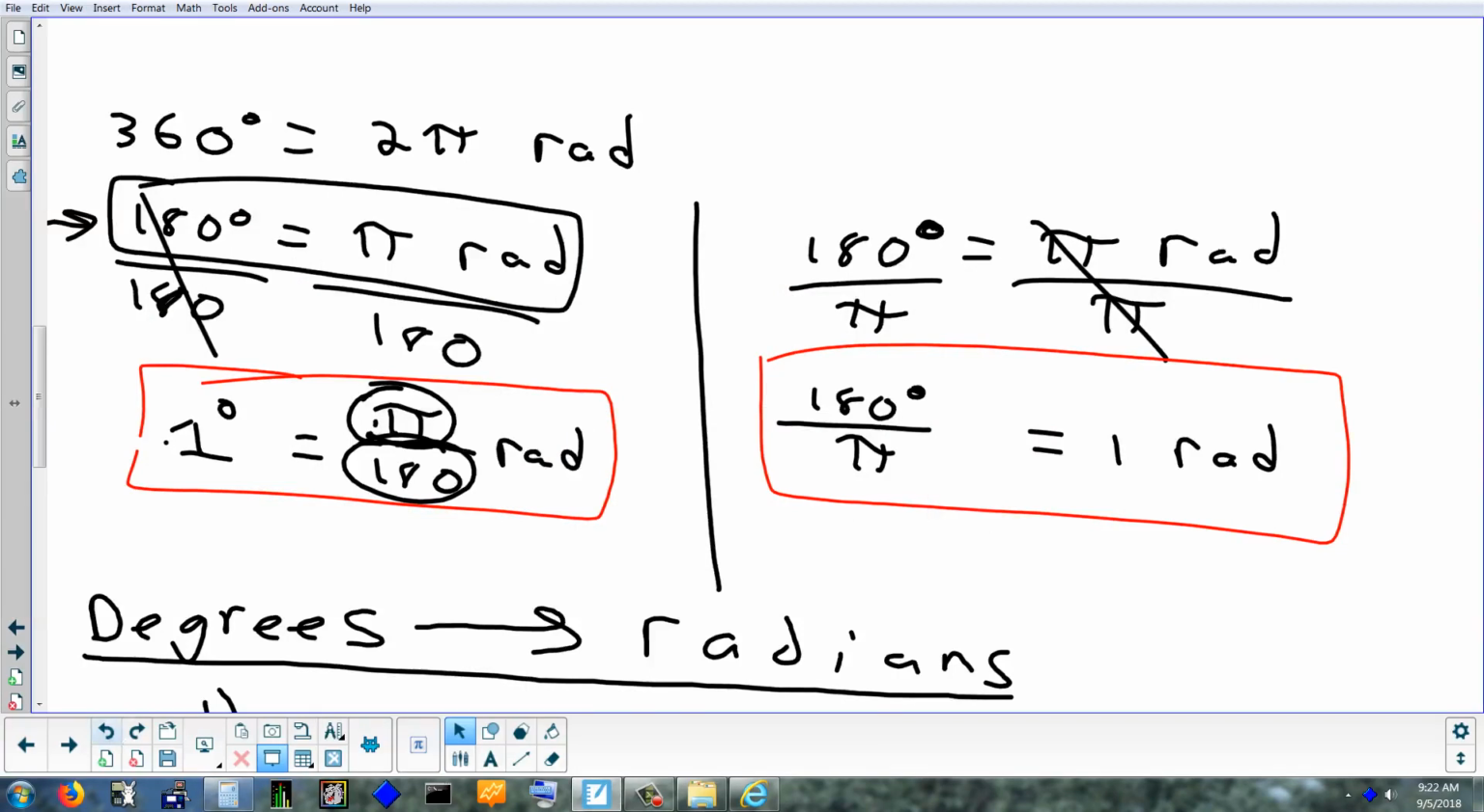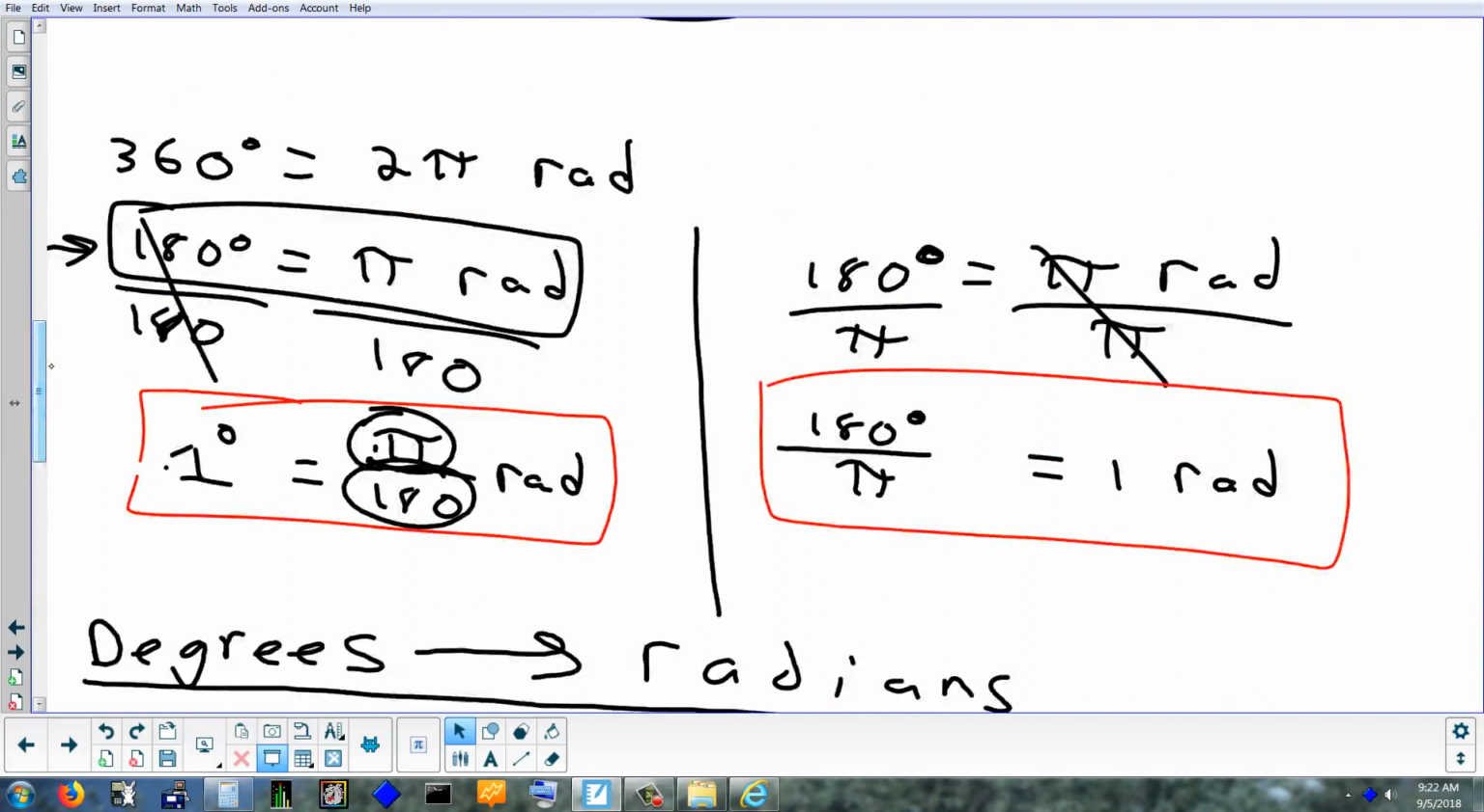Yep, it's going to be just the opposite. It's going to be divided by pi this time. So if you wanted to convert 7 radians, how many degrees is it? You would take 7 times 180 and divide by pi.